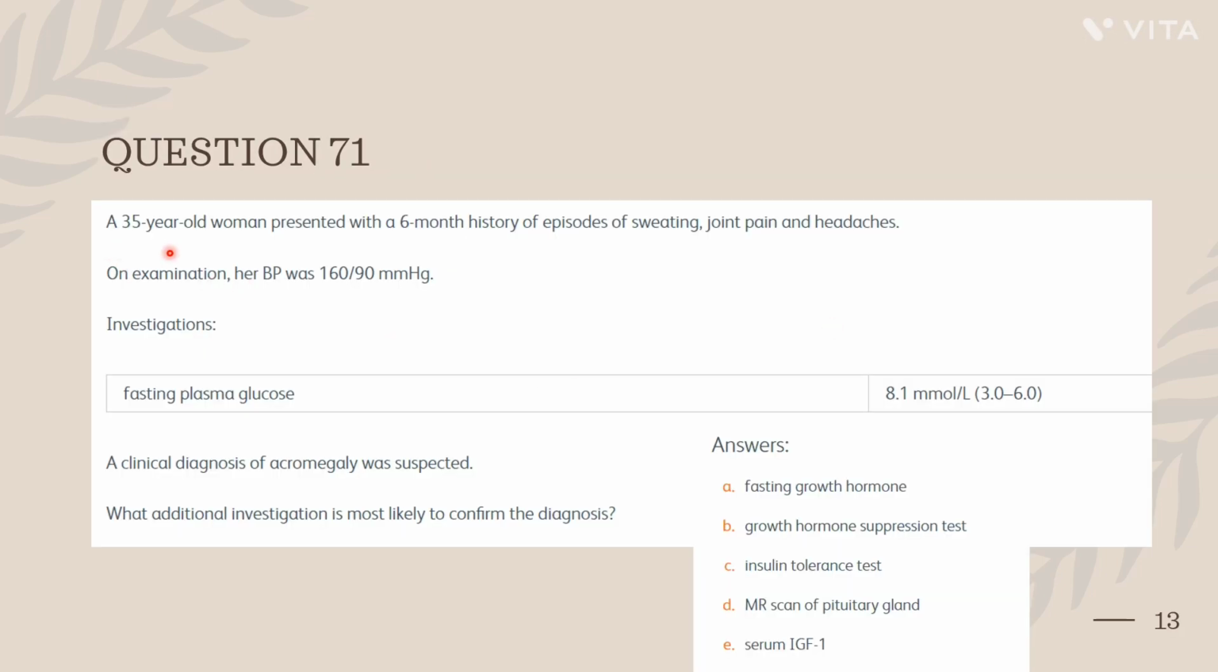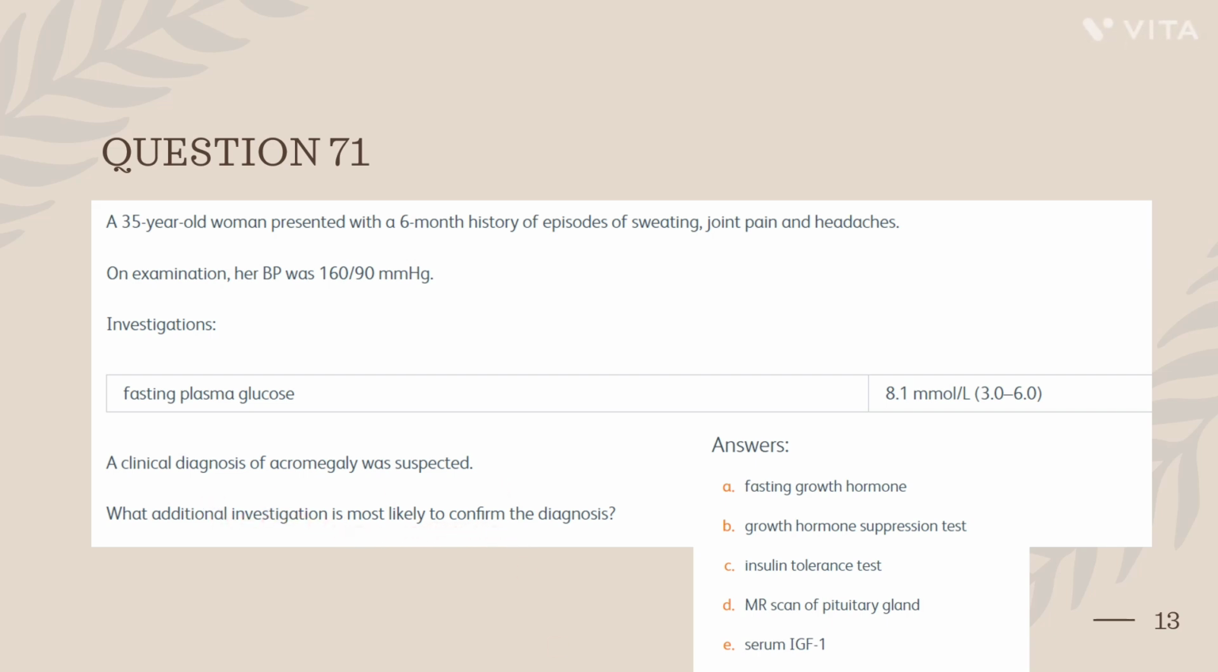Next question. A 35-year-old woman presented with a 6-month history of episodes of sweating, joint pain, and headaches. On examination, her BP was 160/90. Fasting plasma glucose is 8.1. A clinical diagnosis of acromegaly was suspected. What additional investigation is most likely to confirm the diagnosis?